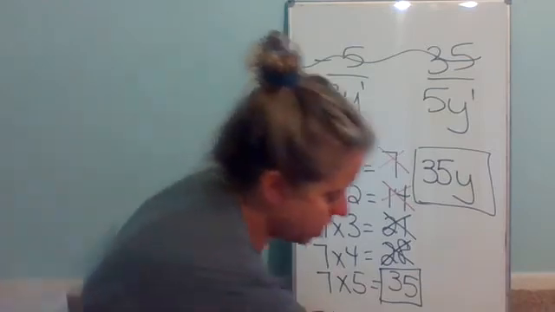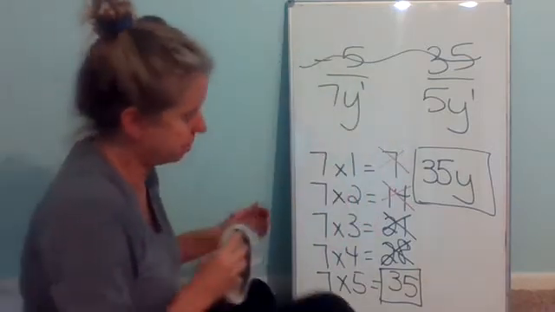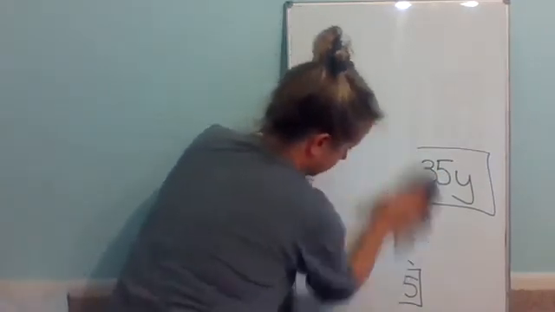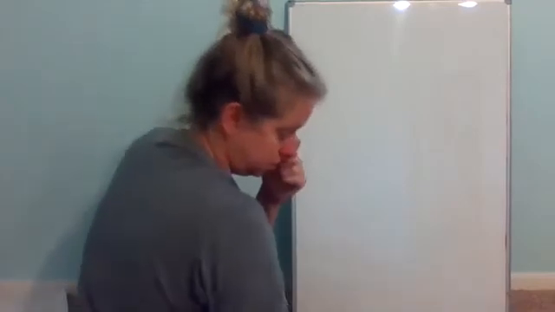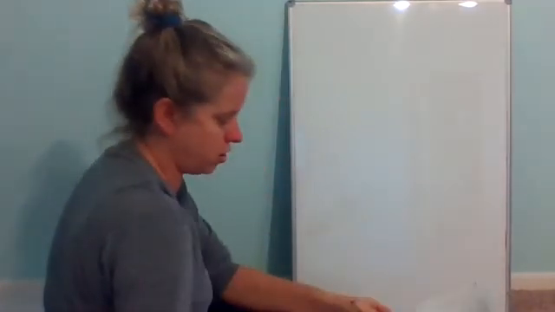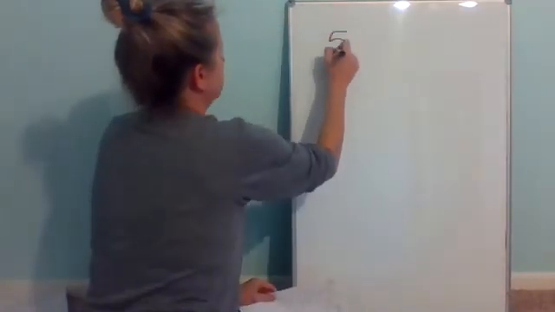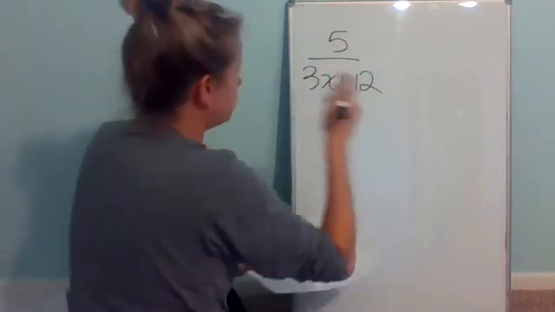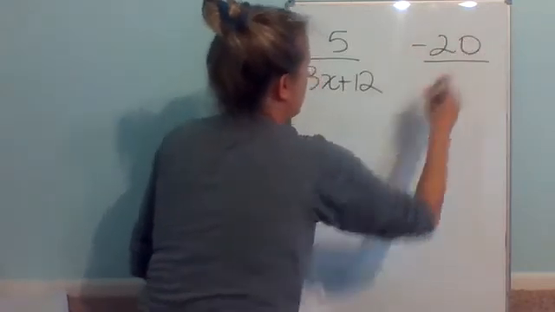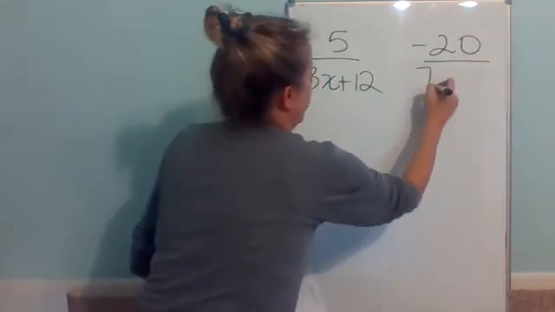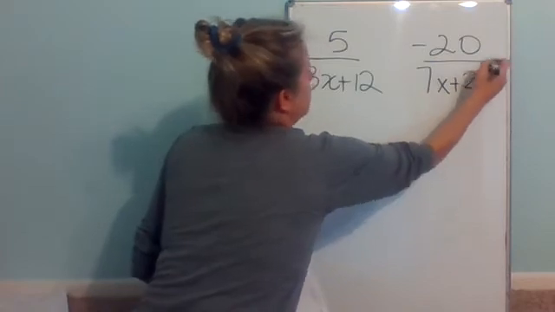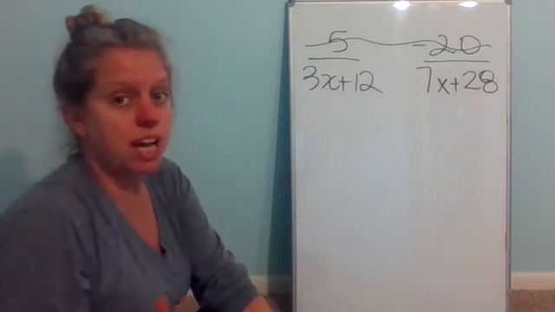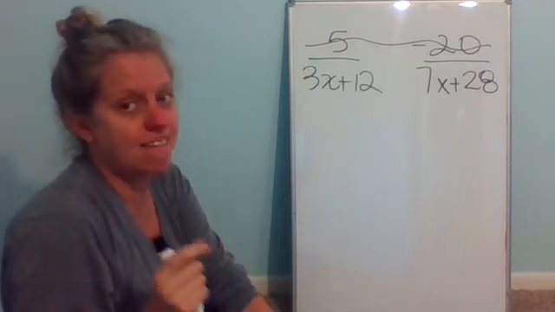All right, last one. Over 3x plus 12 and -20 over 7x plus 28. So again, don't care about the top. When I'm looking at the bottom, I want to see it in factored form.